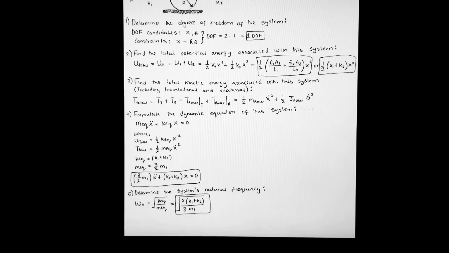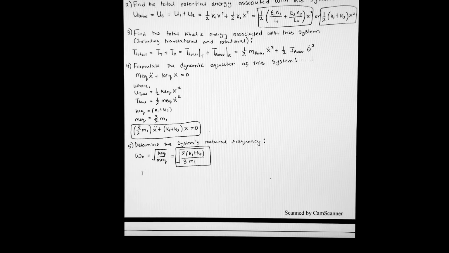So from problem 4, we're told to formulate the dynamic equation for the system, which is this equivalent mass times x double dot plus the equivalent spring constant k_eq times x equals 0. So where we have potential and kinetic energy equations, we already solved for them, so we basically use them and plug them in for the K_eq and M_eq, and we get this equation. Get our final answers over here.